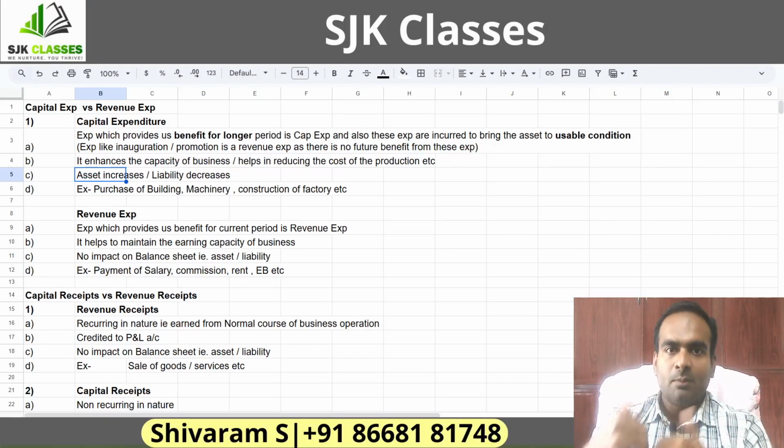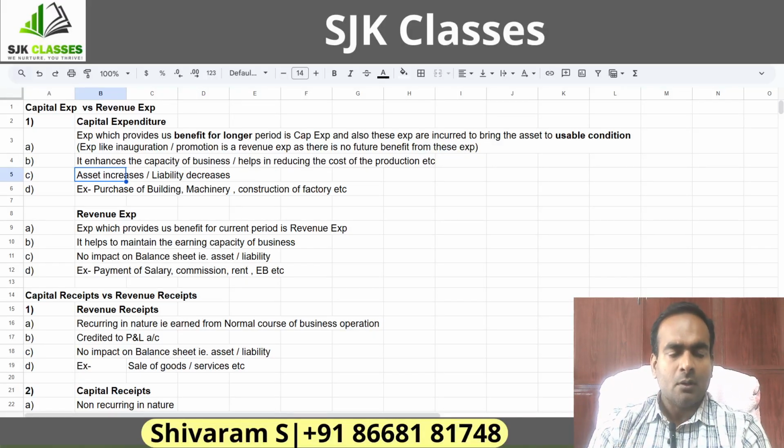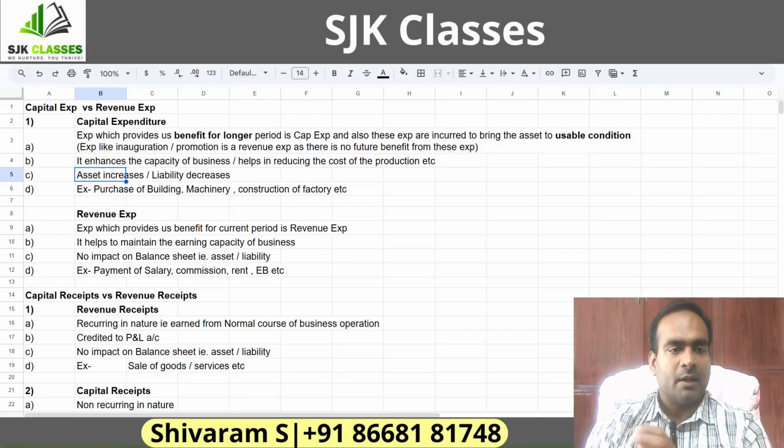When you repay your borrowings, again money is moving out. So these two will be called a capital expenditure. So repayment of borrowings also is a capital expenditure only. So the financial impact will be the asset will increase or the liability will come down. Because in both the scenarios, the money is moving out of the business. Next one. Example, purchase of building, machinery, construction of a factory, etc. All these things will come under capital expenditure.